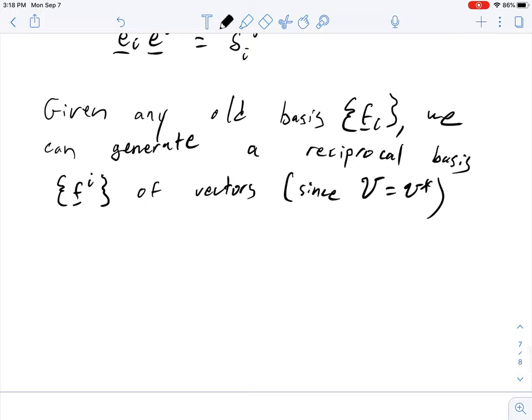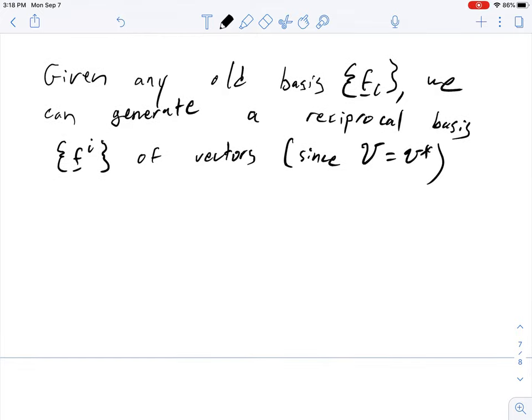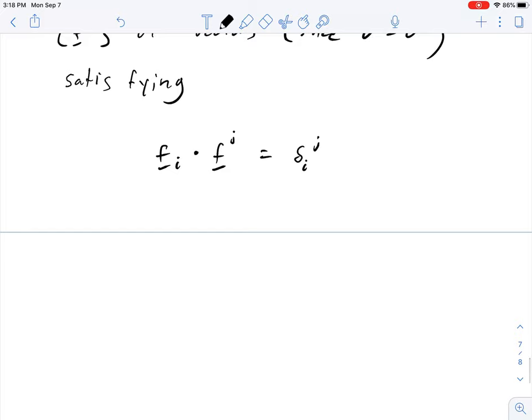One consequence of this, when you have the inner product, is that anytime you use an inner product, it puts some haziness on whether something should be a covariant or a contravariant index. But we're going to say that it satisfies f_i, the regular basis element, dot f^j, the reciprocal basis element, is equal to delta ij, where now both f subscript and f superscript are elements of V.